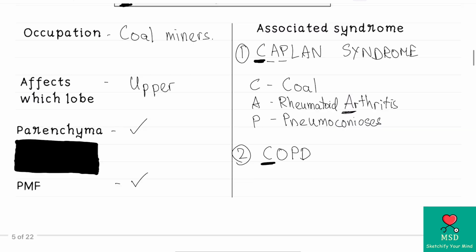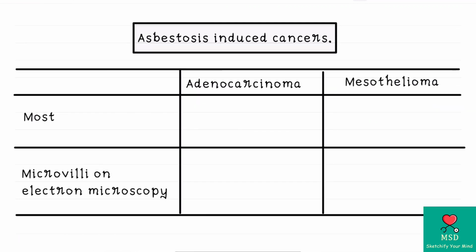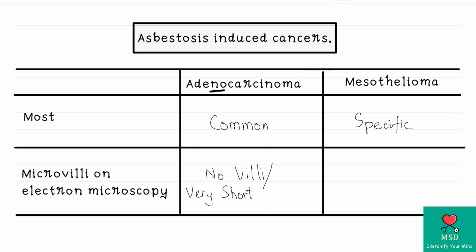Now we will see two asbestos-induced cancers. The two asbestos-induced cancers are adenocarcinoma and mesothelioma. Adenocarcinoma is the most common asbestos-induced cancer, while mesothelioma is the most specific asbestos-induced cancer. Now the differentiating feature is microvilli on electron microscopy. In adenocarcinoma, there will be no villi or very short villi. In mesothelioma, underline the L, there will be long villi. This is the difference.